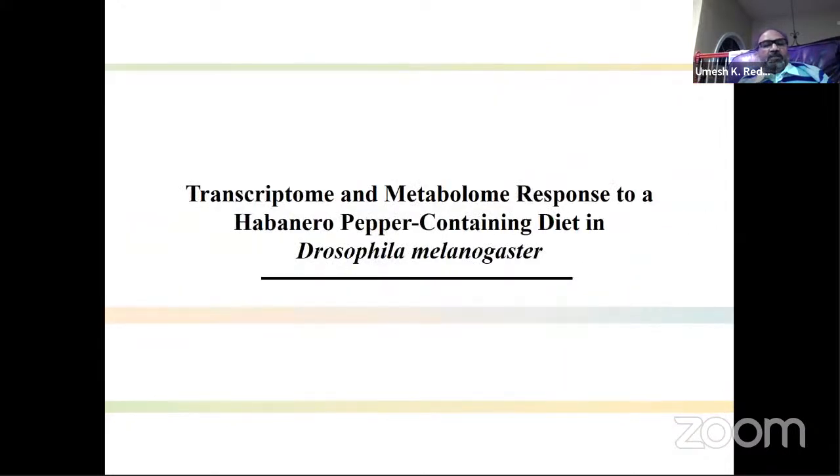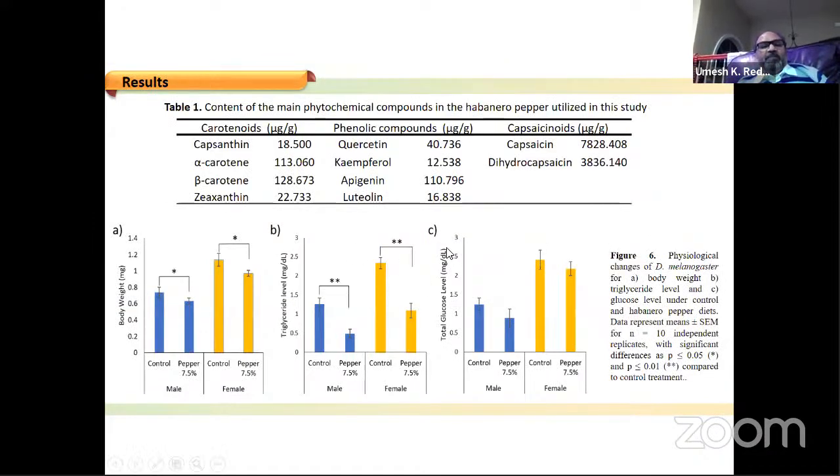I don't want to discuss much about it. Here is another important thing. The peppers, once fed to this Drosophila, in the male and control, the weight is reduced. Body weight in the Drosophila is reduced. And similarly, in the female, the weight reduction is much more in the female flies.